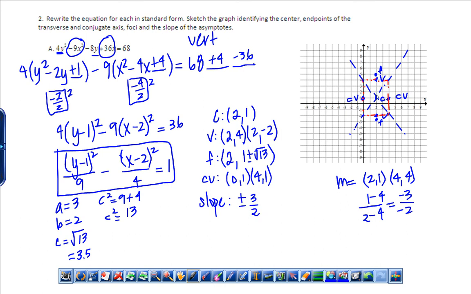So I'm going to check. 1, 2, 3 over 2. Perfect. And I'm going to draw in my hyperbola, going from your vertex. Your focus should be in the middle. And this is a vertical, so that is up and down. And here is all my information.